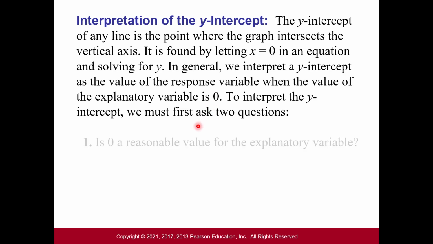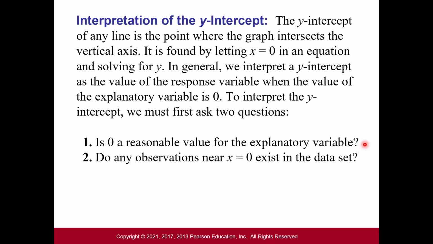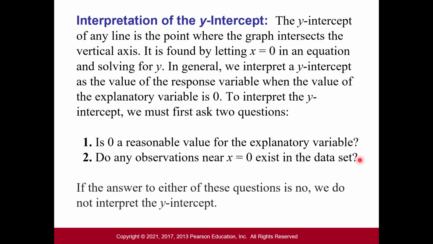So to interpret this, we're going to ask two questions. First, is 0 a reasonable value for the explanatory variable? You want to think of the problem you're actually working on, and does it make sense? And second, do any observations near x equals 0 exist in your data set? If the answer to either of these questions is no, we don't interpret the y-intercept.